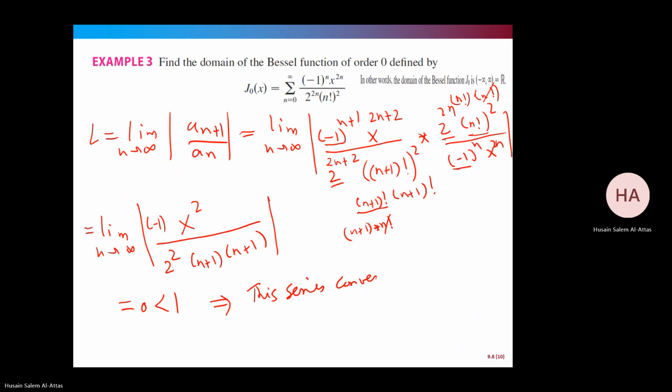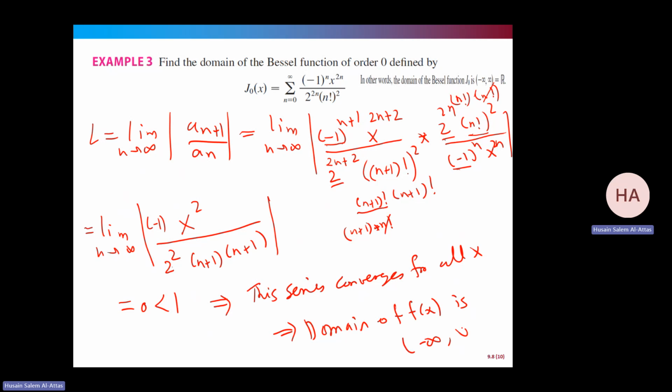converges for all x. That means what is the domain of f? The domain of f of x is minus infinity up to infinity, because we say the domain is the set of all values of x where the series converges.